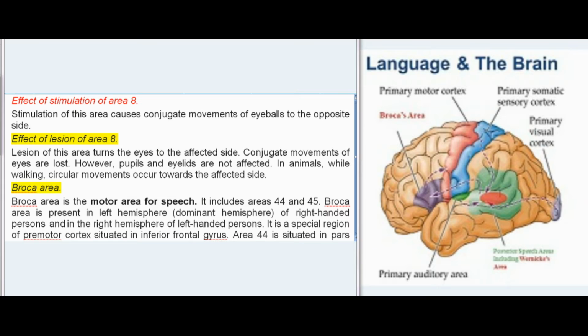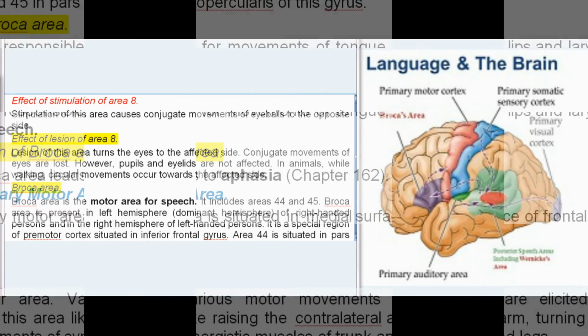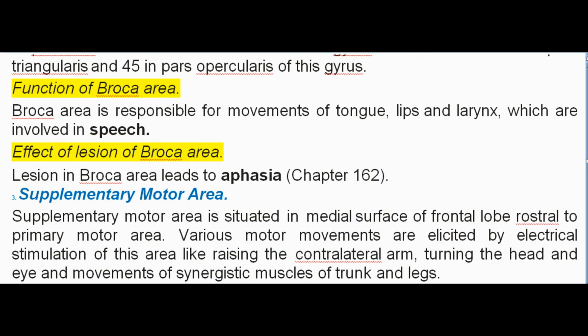Broca area. Broca area is the motor area for speech. It includes areas 44 and 45. Broca area is present in left hemisphere, dominant hemisphere, of right-handed persons and in the right hemisphere of left-handed persons. It is a special region of premotor cortex situated in inferior frontal gyrus. Area 44 is situated in pars triangularis and 45 in pars opercularis of this gyrus.